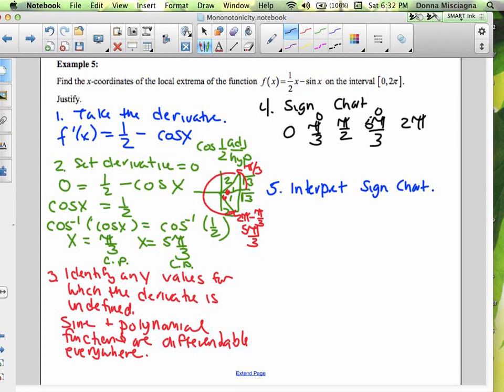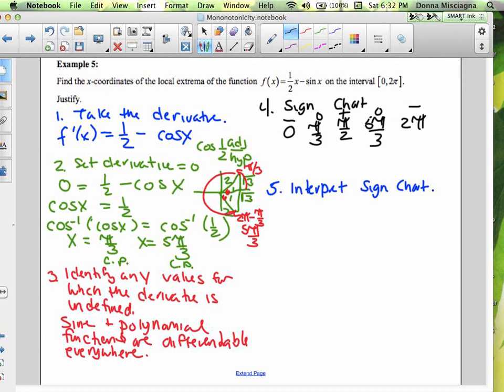We look to our derivative, which is 1/2 minus cosine x. If I plug in a 0, cosine 0 is 1. 1/2 minus 1 is negative. If I plug in pi halves, cosine pi halves is 0. 1/2 minus 0 is positive. If I plug in 2 pi, cosine is also 1 at 2 pi. 1/2 minus 1 is going to be negative.